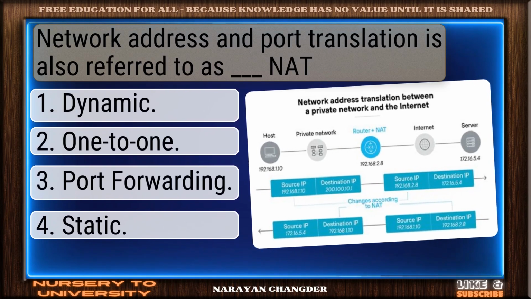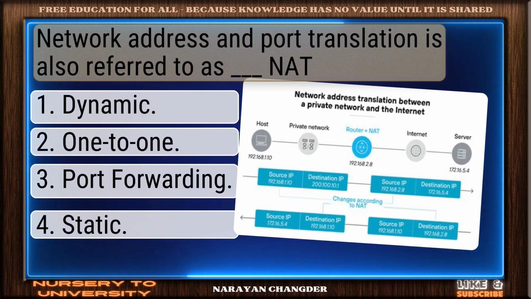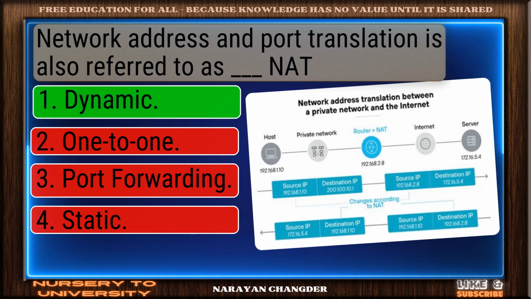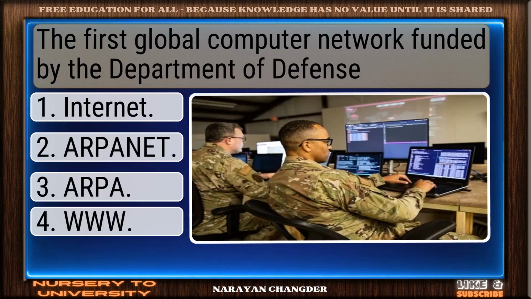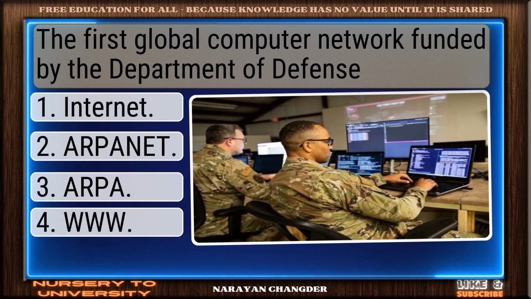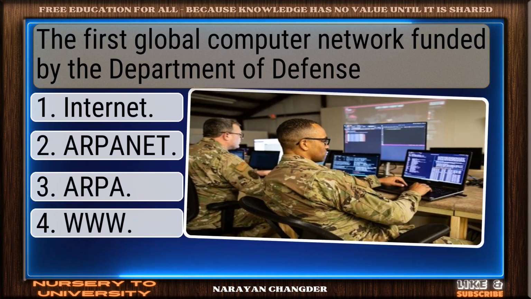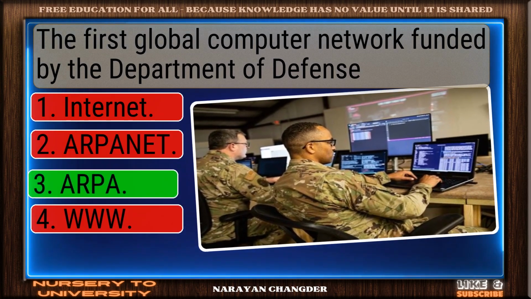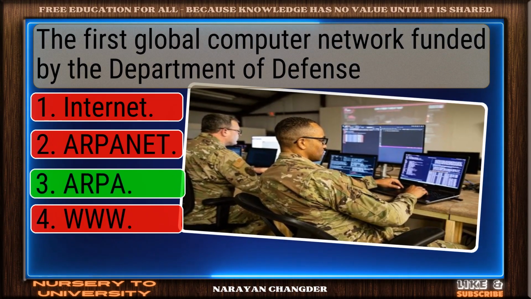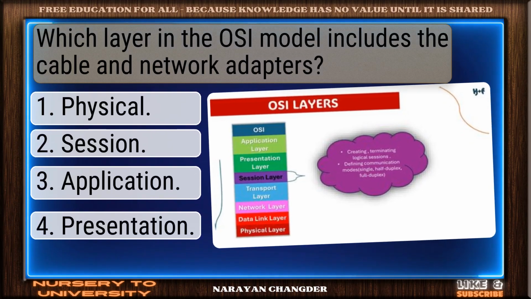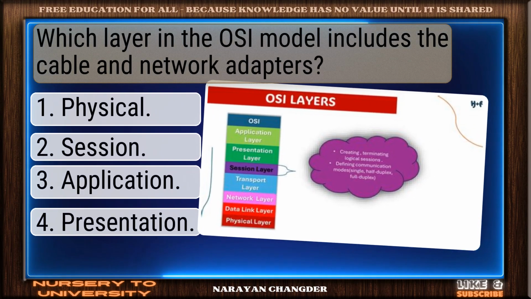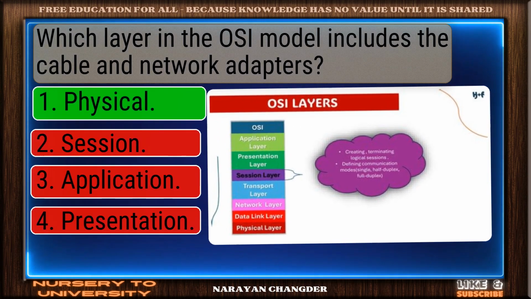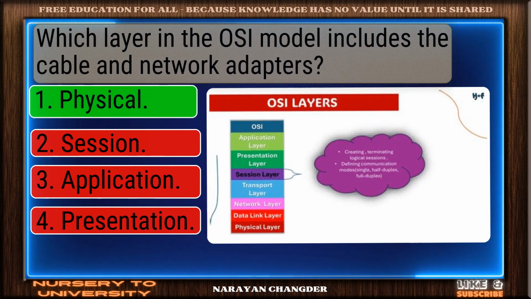Network address and port translation is also referred to as -NAT. Valid point. Dynamic is true. The first global computer network funded by the Department of Defense. Well reasoned. ARPA is correct. Which layer in the OC model includes the cable and network adapters? Nice work. Physical fits perfectly.